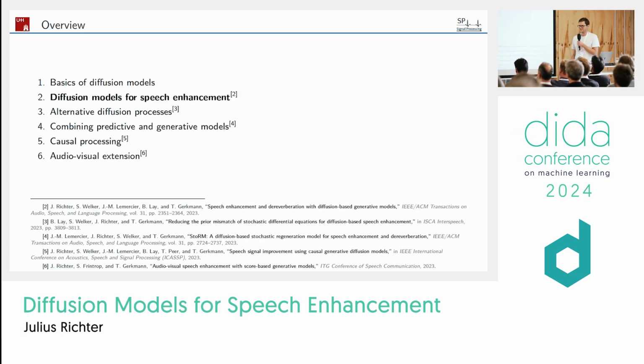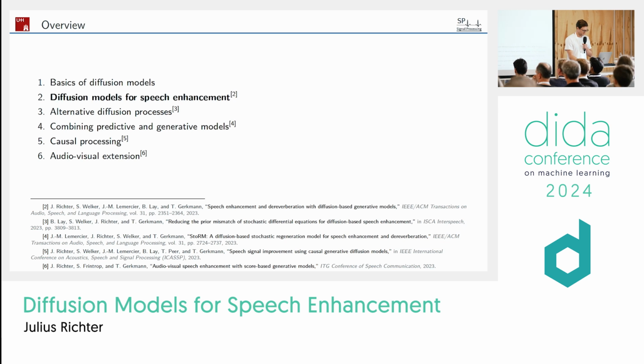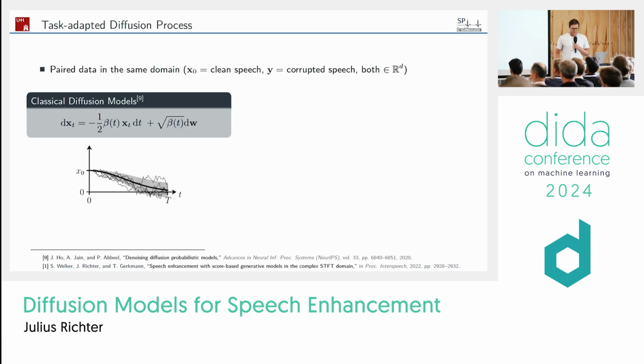All right, so that's basically the basics of diffusion models. Now I talk about how we use them for speech enhancement. So in speech enhancement, we have the following context. We always have paired data in the same domain. So we have the clean speech and the corrupted speech, and they both lie in the same domain, in the same space, so to say.